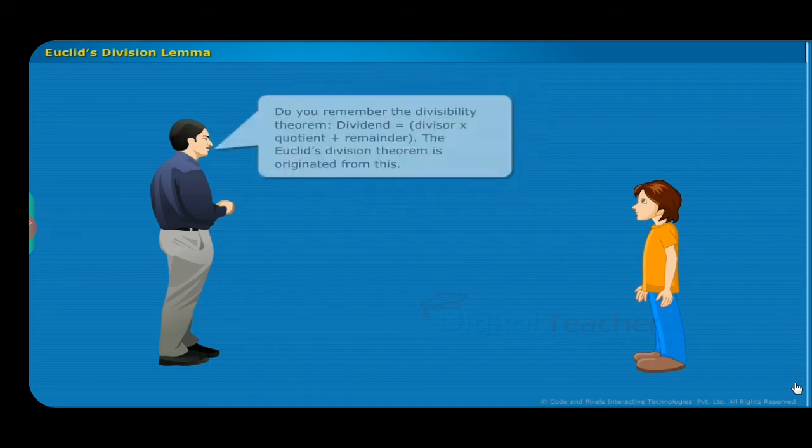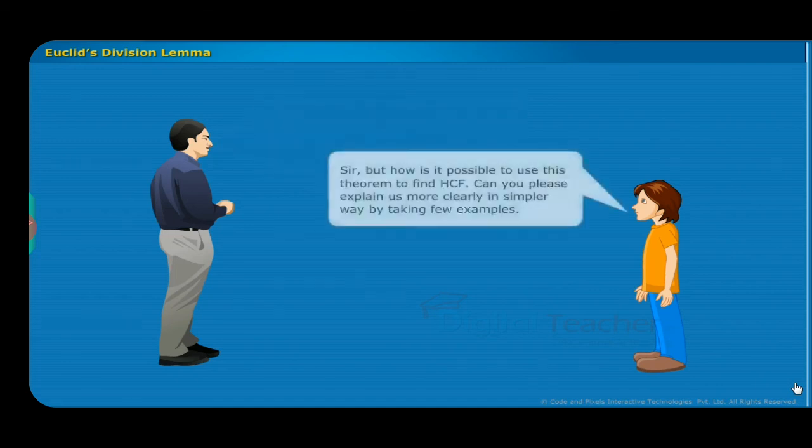Do you remember the divisibility theorem? Dividend is equal to divisor into quotient plus remainder. Euclid's division theorem originated from this. Sir, but how is it possible to use this theorem to find HCF? Can you please explain more clearly in a simpler way by taking a few examples?